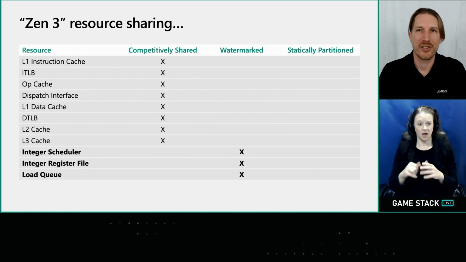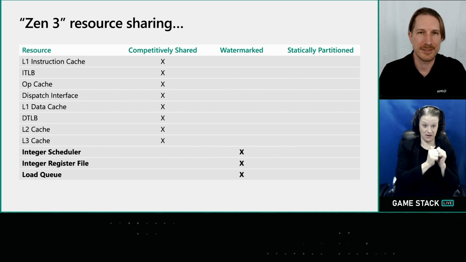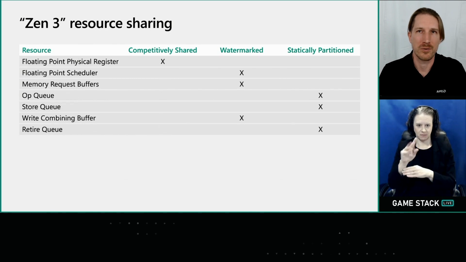The bold text lines show resource sharing changes from Zen 2 to Zen 3. The integer scheduler, integer register file, and load queue have changed from competitively shared to watermarked. These changes improved SMT fairness. Otherwise, resource sharing looks like Zen 2.